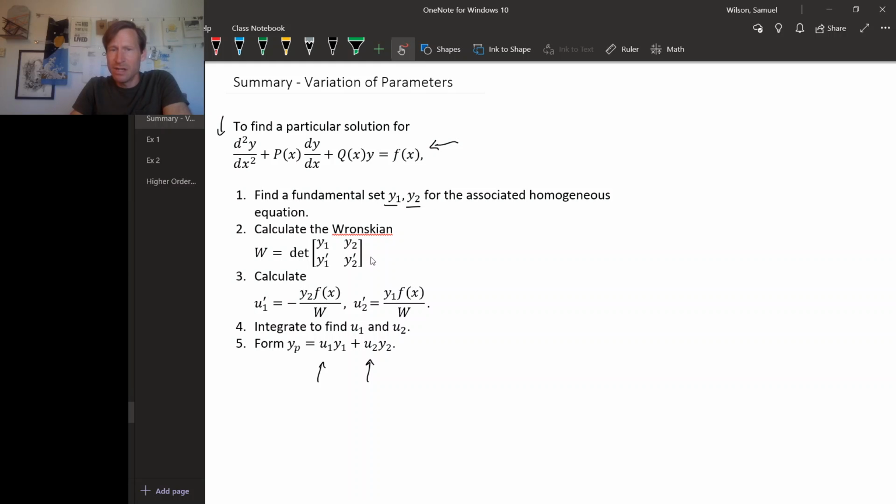Calculate the Wronskian. If y1 and y2 is a fundamental set, then this Wronskian is guaranteed to come out to be non-zero. And so that means when you then use these formulas to find u1 prime and u2 prime, it's actually okay to divide by W because W isn't zero. So once you have the Wronskian, you can use these formulas.